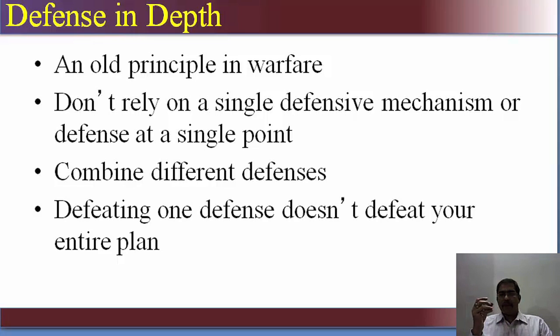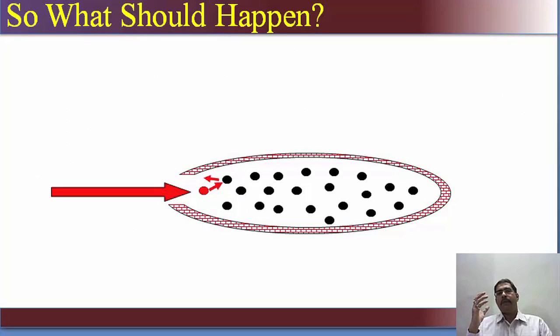Defeating one defense does not defeat your entire plan. So like I said, you should have several layers of security, wherein even if one layer is breached, access to the information should still be difficult because there are several other layers before the data can be accessed.